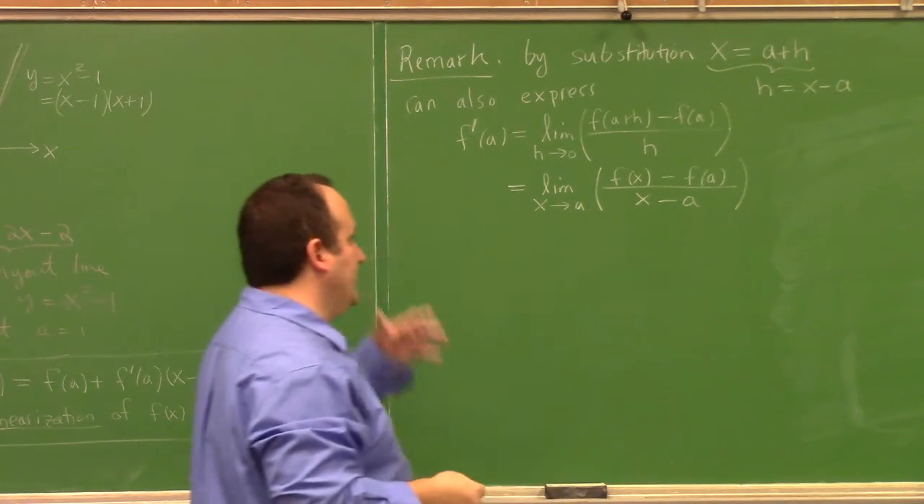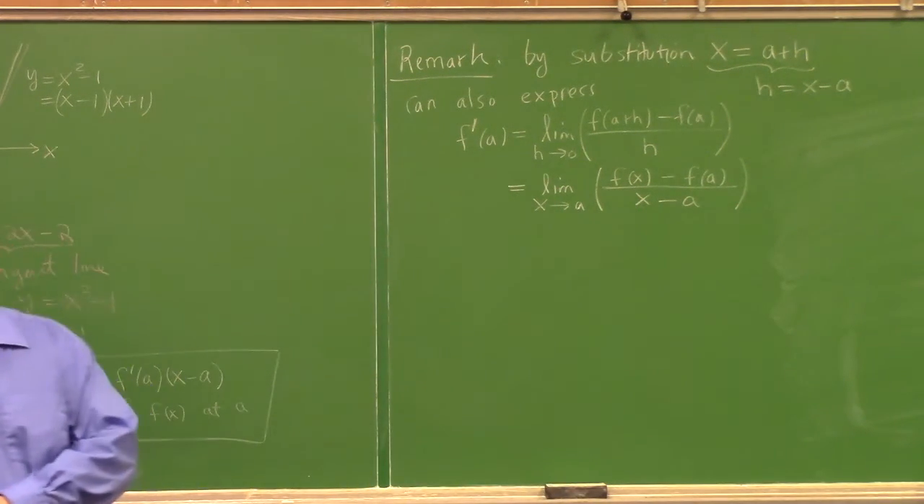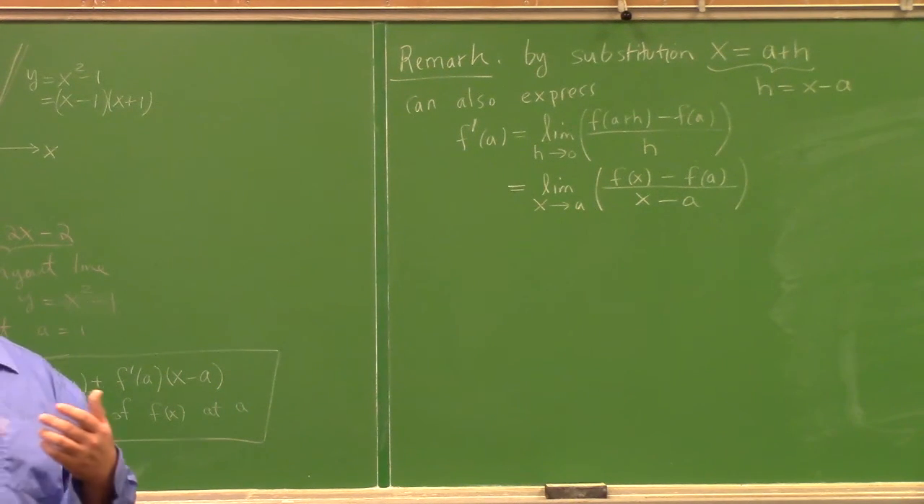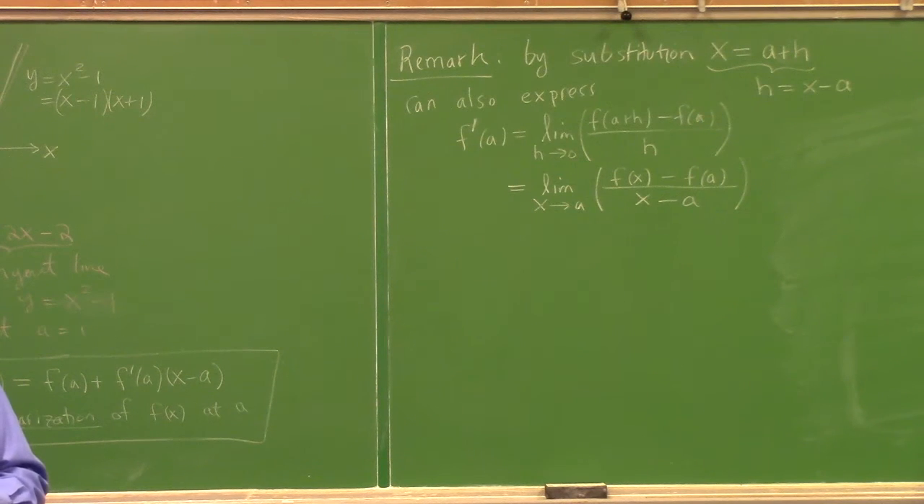So this is an alternative way we can calculate the slope of the tangent line. If you'd rather do a limit in terms of x, you can do this. But then instead of taking a limit at 0, we have to take a limit as x approaches a. Which is easier? It depends on the problem, honestly.